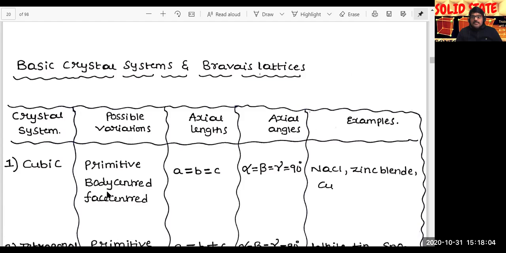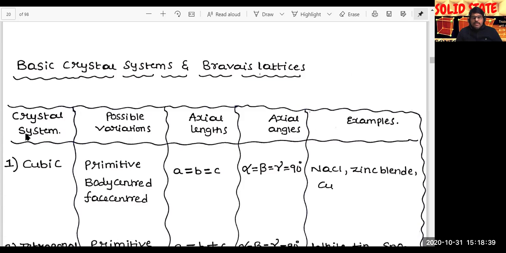And the Bravais lattices in this basic crystal system are 3. What are the 3 now? Primitive cubic or simple cubic, you can say. No problem. Simple cubic, body-centered cubic, face-centered cubic. So cubic system is a basic crystal system, and if you add the type of unit cell present in that, now it is called Bravais lattices. So 3 Bravais lattices: simple cubic, body-centered cubic, face-centered cubic.